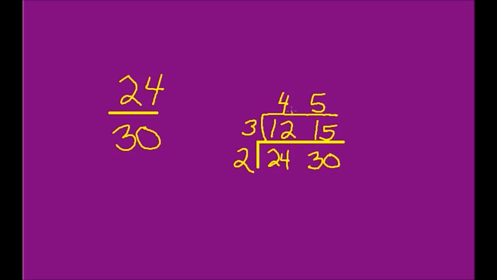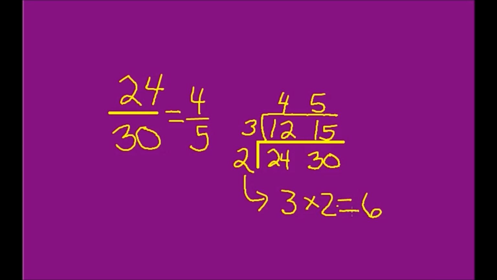We have built our cake up 2 tiers. All right, so the answer should be 4/5 simplified, and if your teacher asks you to find the greatest common factor, you still can. Over here, 3 times 2 is 6. So it has a greatest common factor of 6.